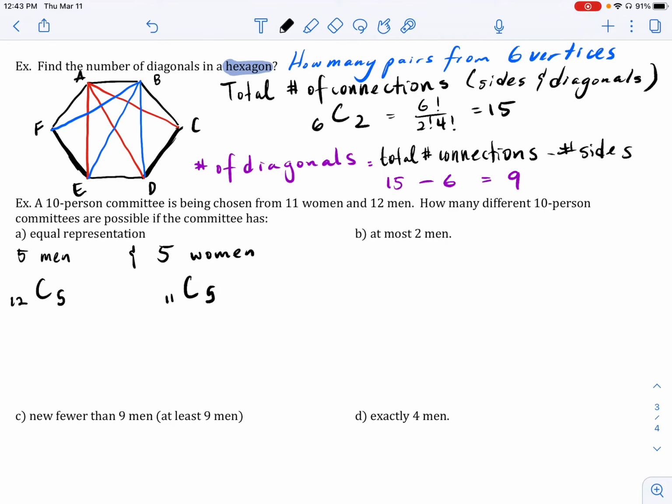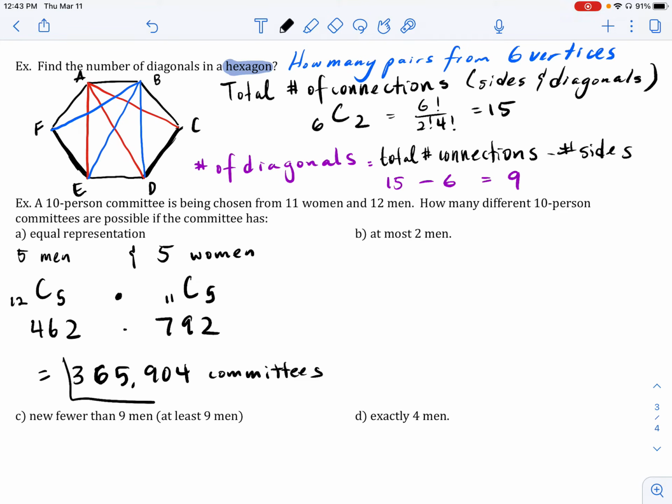And what we're going to want to do, just like we did with the fundamental counting principle, is we want to count the number of ways we can choose 5 men from the 12 available, count the number of ways that we can choose 5 women from the 11 available, and multiply those together. Well, this would give you 462 times 792, and so we actually have a total of 365,904 different committees. And let's go ahead and box that. Okay.